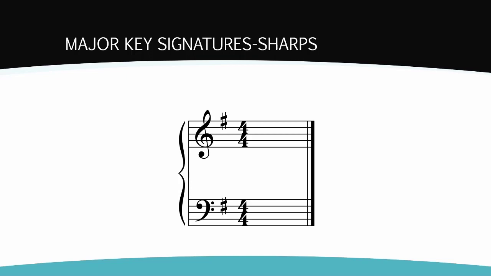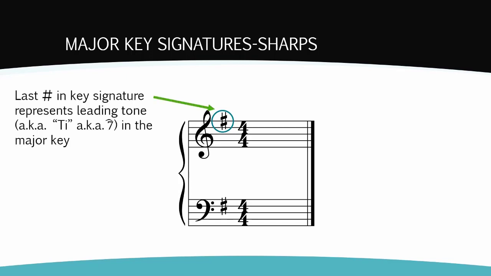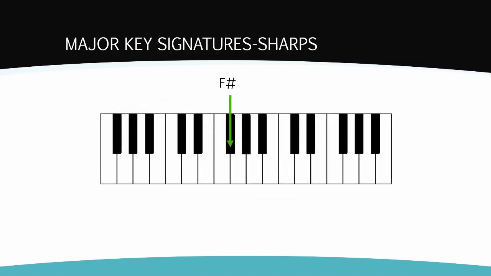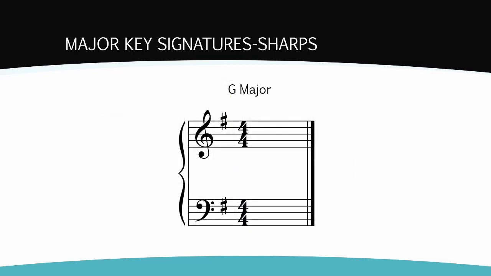When you look at a key signature made of sharps, you can determine the tonic of the key, that is, the name of the key, by looking at the last sharp in the key signature. The last sharp is the leading tone of the scale, or T. That means you can determine the tonic by thinking up one semitone, from T to Do. The last and only sharp in this key signature is F sharp. Here is F sharp on the keyboard. If F sharp is T, and we think up one semitone to Do, we get to the tonic pitch of G. The name of this key is G major.